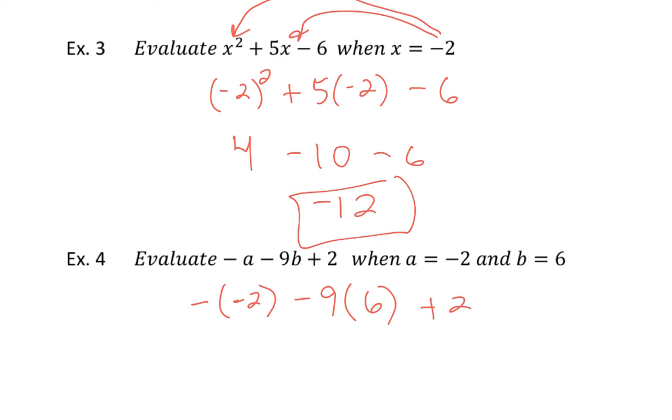Now, I don't see a number in front of this negative. Technically, that's a negative 1. So negative 1 times negative 2 is a positive 2. Negative 9 times 6 is negative 54 plus 2. 2 minus 54 would be negative 52 plus 2 would be negative 50.